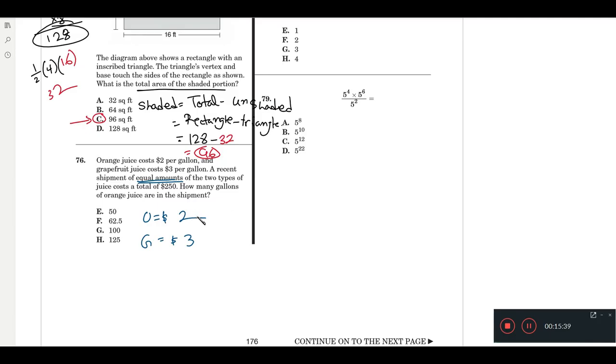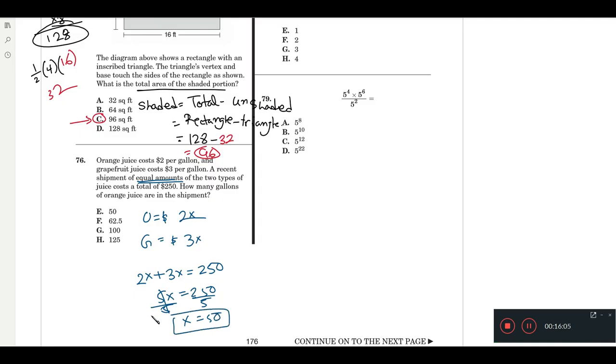So let's say they both had X gallons. So the total price of orange will be 2 times X, 2X, and the grapefruit price is 3 times X, 3X. So we can set up the equation 2X plus 3X equals what? Equals 250. Then we solve: 5X equals 250, you get X equals 50. And then you substitute it.